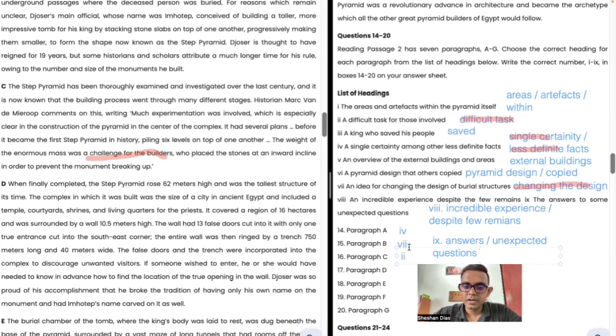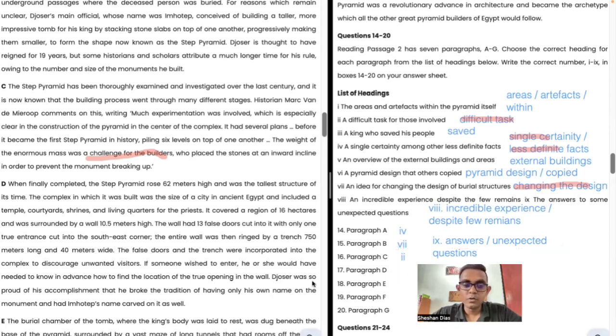So always keep in mind, now you might be thinking, okay, we are finding the answers by reading the first and last sentences. This may be the case in some instances, but in some instances it is not. All right, so make sure to skim through. But anyway, this method has worked for us here. Challenge for the builders means it's a difficult task for the builders, difficult task for those involved. Answer number 2 would be the correct answer.